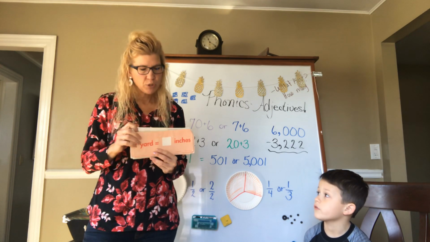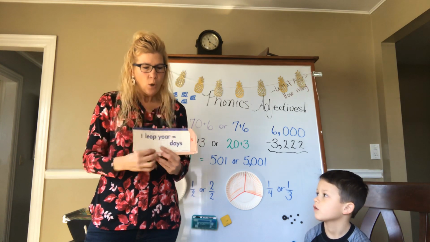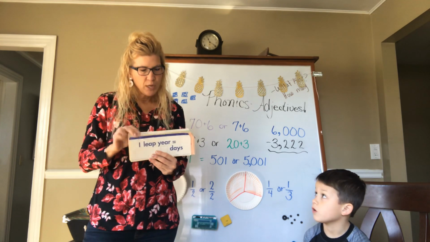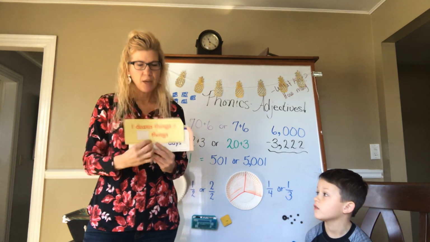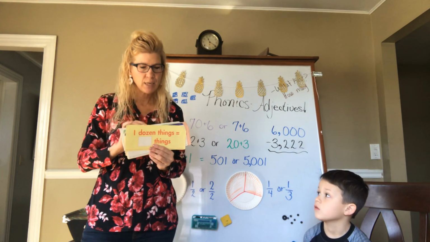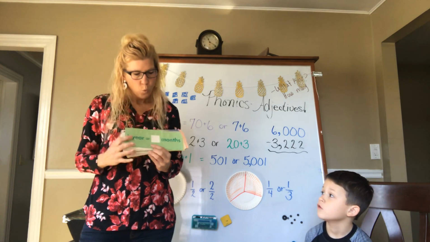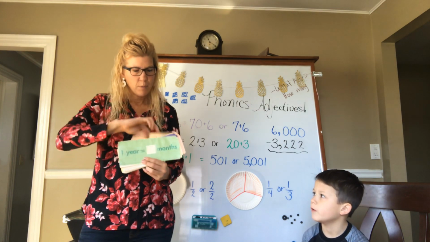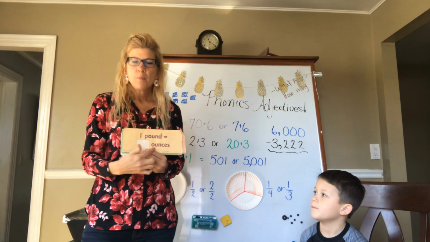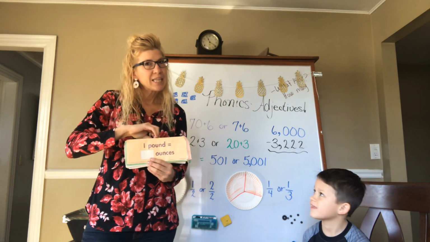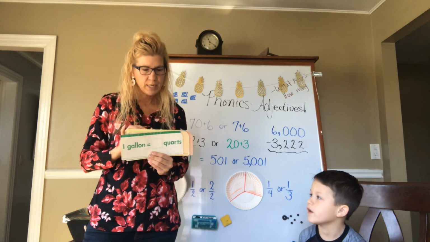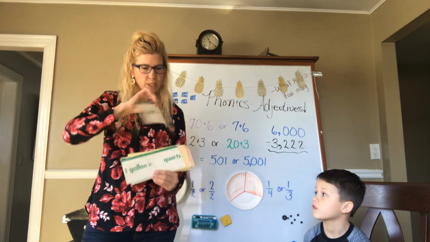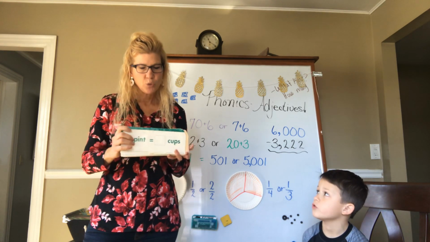1 yard equals 36 inches. 1 leap year equals 366 days. 1 dozen things equals 12 things. 1 year equals 12 months. Now this is new. 1 pound equals 16 ounces. 1 gallon equals 4 quarts. 1 pint equals 2 cups.